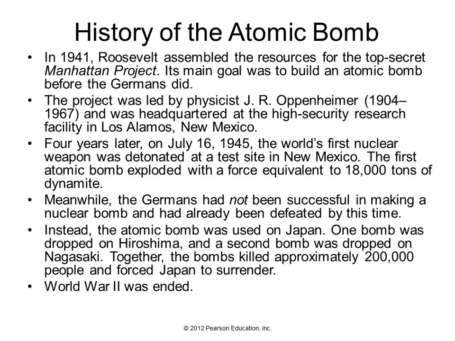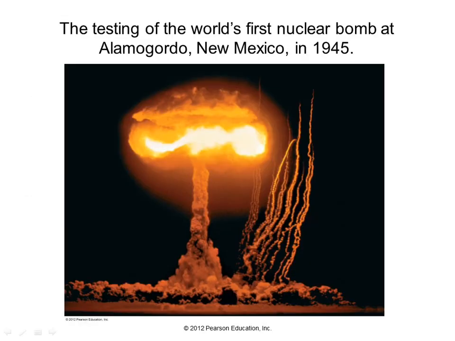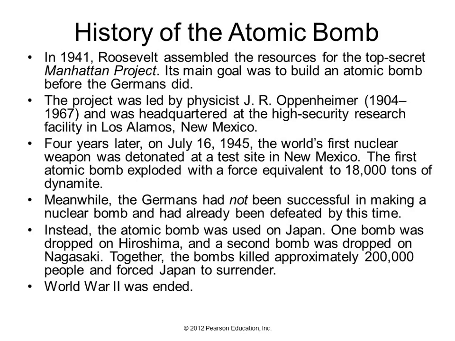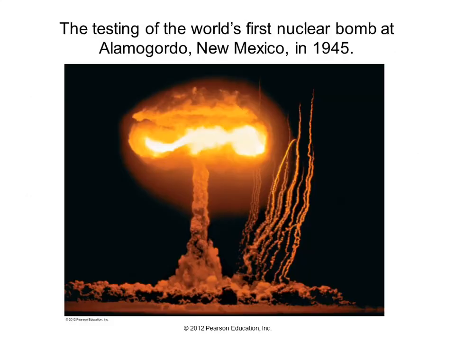The first nuclear weapon was tested in 1945. That bomb had a force equivalent to 18,000 tons of dynamite. That's a lot. So we were working on this atomic bomb, but the Germans didn't manage to get theirs to work, and we had defeated them by that time. So it wasn't used on Germany. It was used on Japan instead. This is a photograph of the testing of the first nuclear bomb. It was in New Mexico. There's that mushroom cloud.